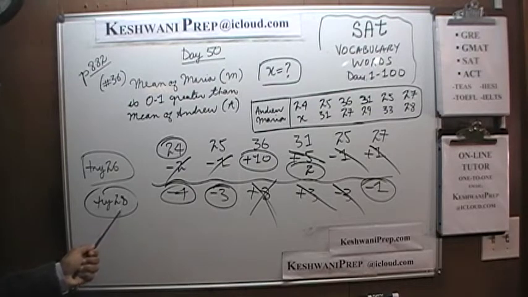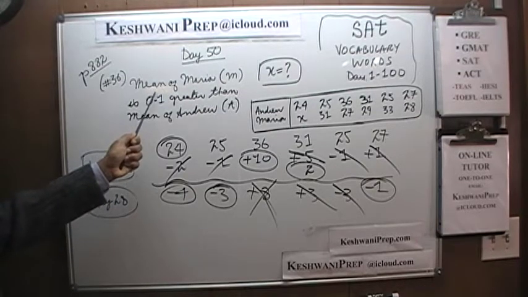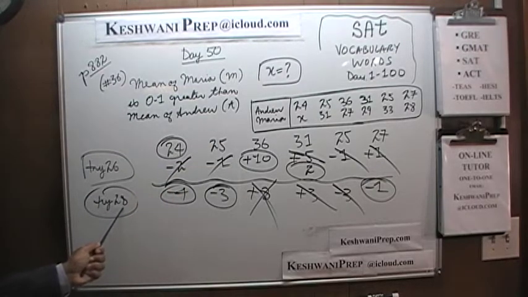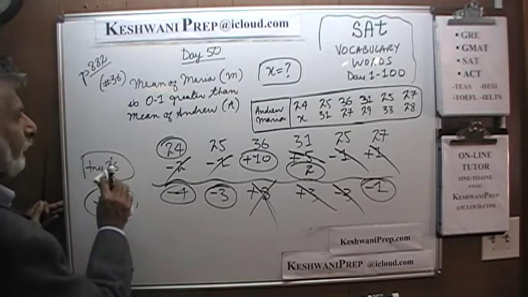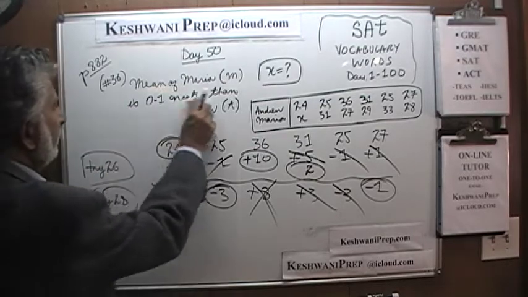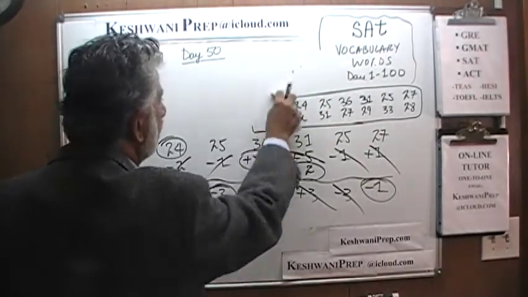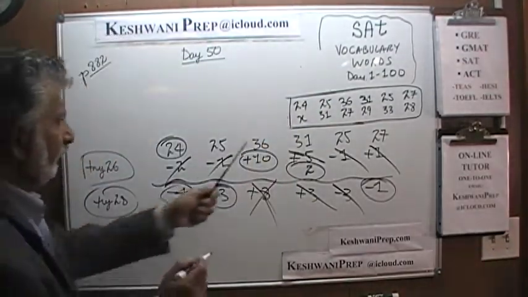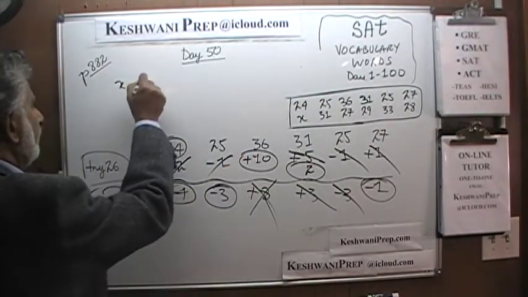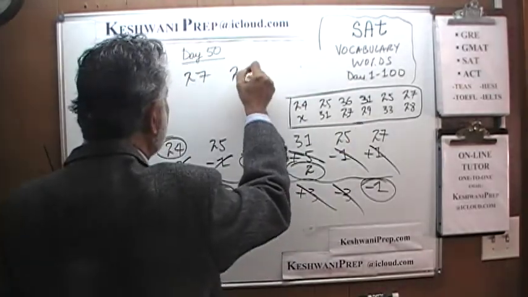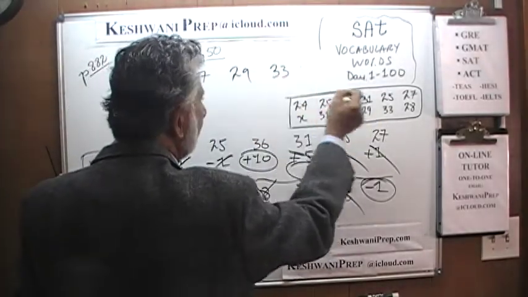Now that we know Andrew's average is 28, Maria's average has to be 29. Maria's average has to be 29. So now we work on Maria. What can we do? I don't want to erase any of this. Let's do the Maria on the top. So we have X, a 31, a 27, a 29, a 33, and a 28.